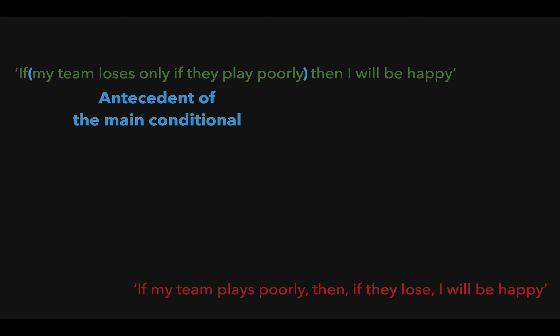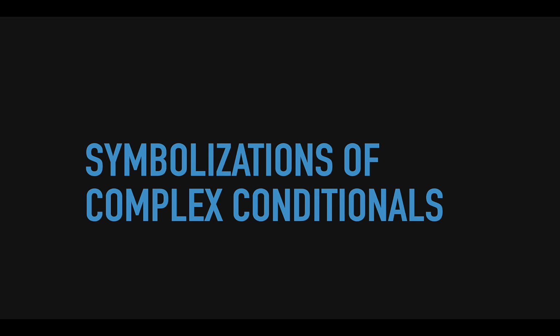If we look at the bottom sentence, we can do the same sort of analysis, but in this case, it's the second half that's the complex part. So the antecedent of the whole red sentence is just, my team plays poorly, right? There's that "if" hooked on to "my team plays poorly"; that's the antecedent. And then the consequent is what comes after the then, and that's, if they lose, I will be happy. So in one case, we have a conditional whose antecedent is itself a conditional. In the other case, we have a conditional whose consequent is itself a conditional. And they're built out of the same sentences, but because they're constructed in these different ways, they have different meanings and say different things.